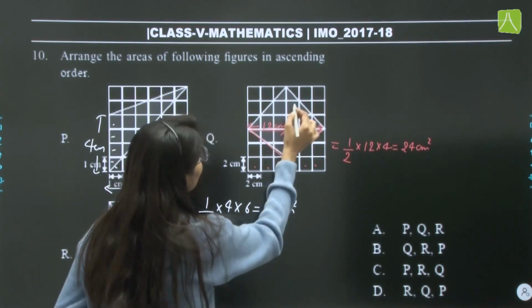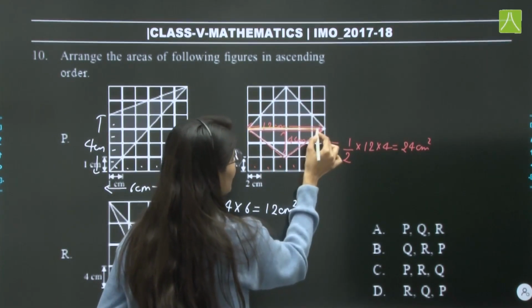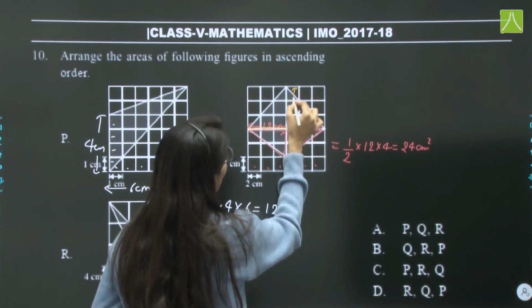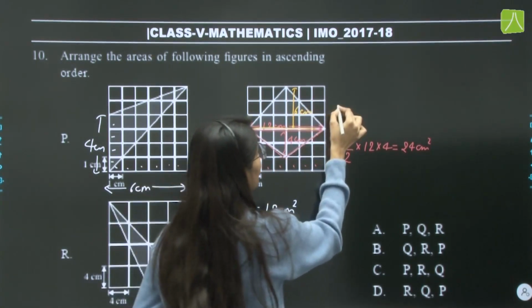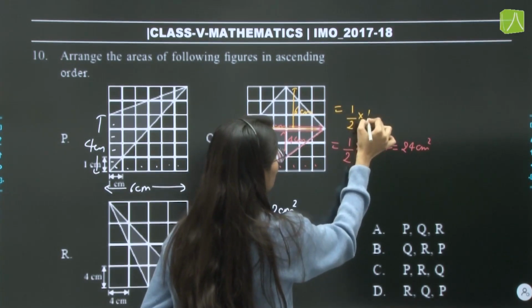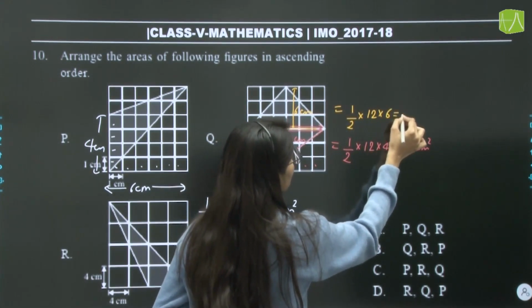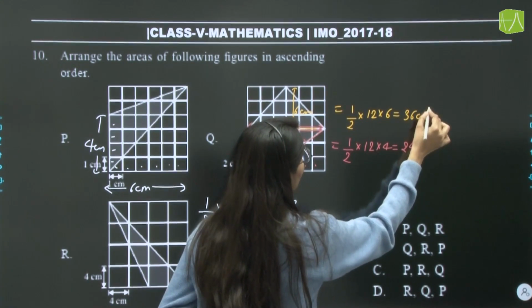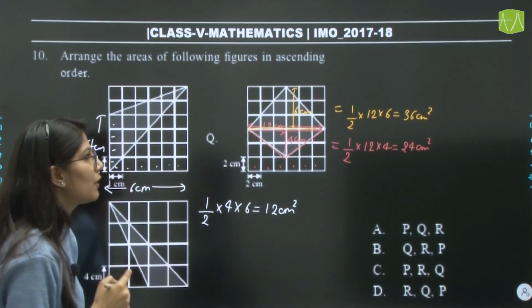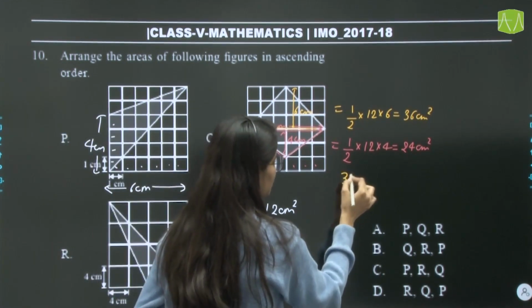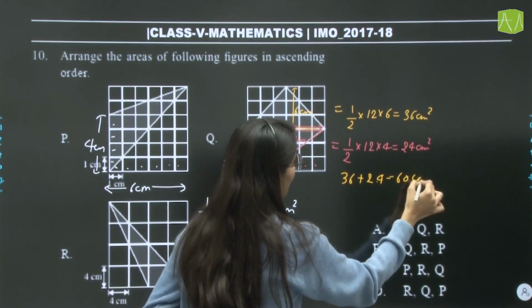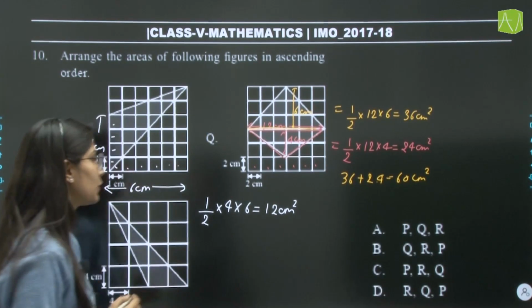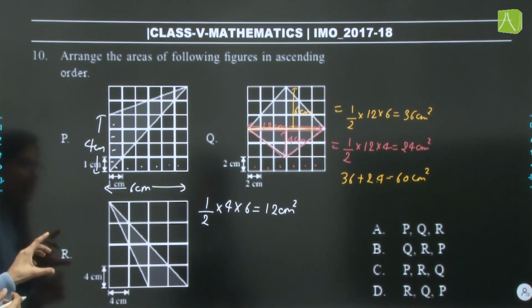So first the base is 12 centimeters, same as before, and the height is 6 centimeters. So the area will be half into 12 into 6. So this will be 36 centimeter square. Now for the total area of this shaded portion, you have to add both of them. So 36 plus 24, this is 60 centimeter square. So this is the area of figure Q. Now let's find out the area of figure R.